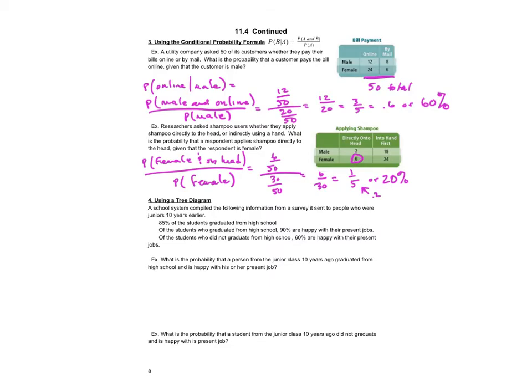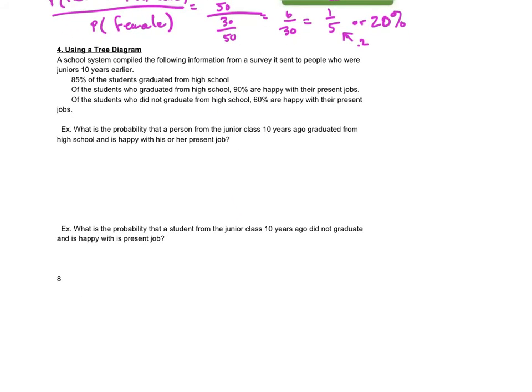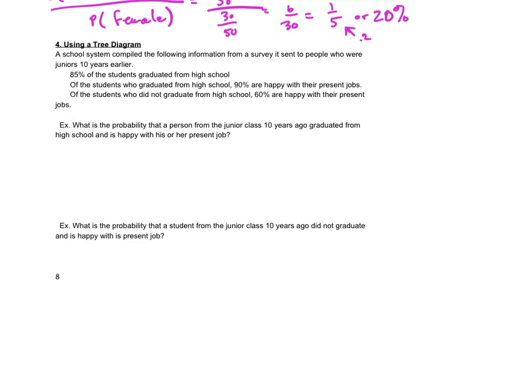See here, using a tree diagram. This is going to get a little bit more difficult. Not more difficult, just something more visual to see as you make your decision trees. So we are talking here, school system compiled the following information from a survey that was sent to people who were juniors 10 years earlier. So 85% of the students graduated from high school. Of those students who graduated from high school, 90% were happy with their present jobs.